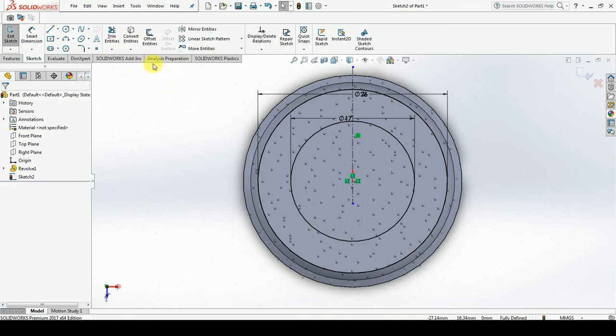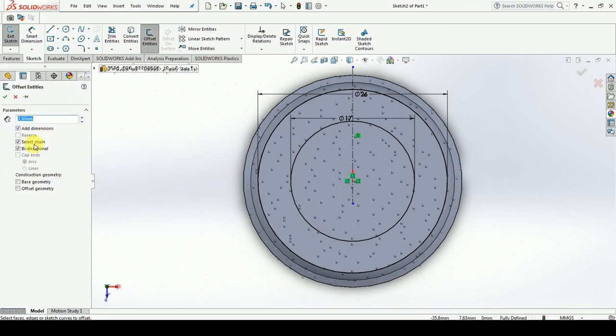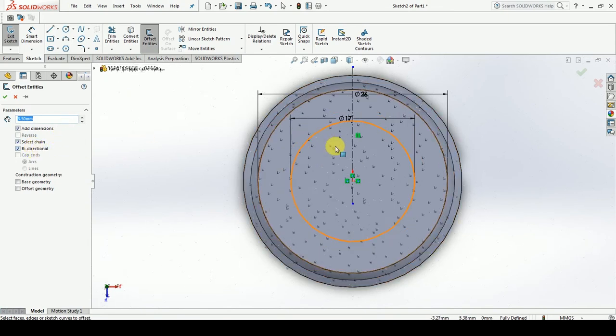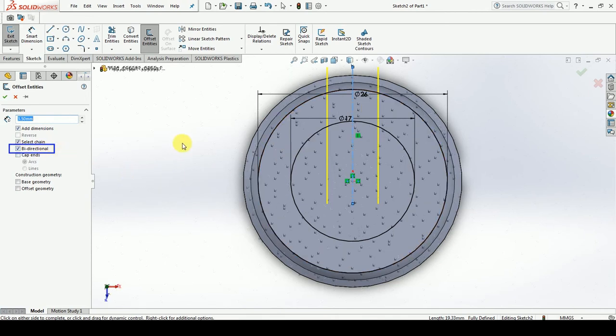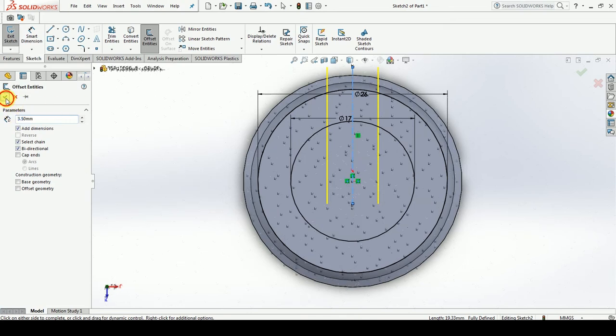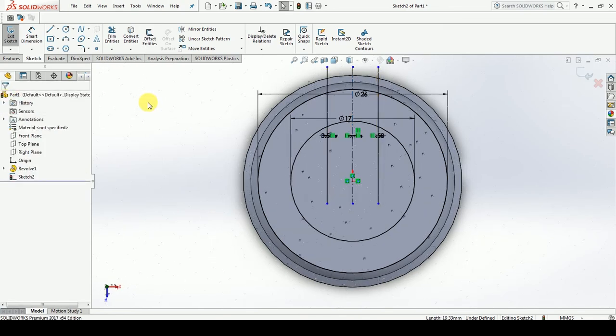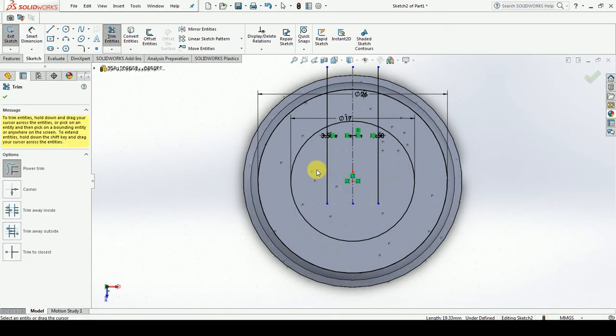Then select Offset Entities and select this center line. By selecting bidirectional, we get offset entities on both sides. The dimension is 3.5 millimeter and then select OK. Now we have to remove unwanted lines, so select Trim Entities and move the cursor, that's why we remove unwanted lines.